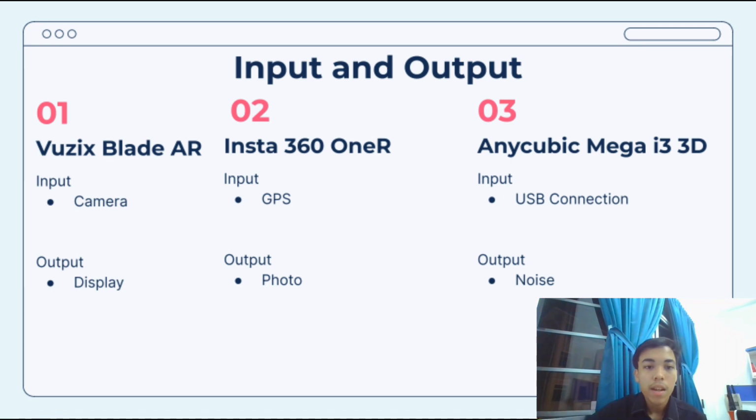And the third device is the Anycubic Mega i3 3D. The input is the USB connection. The Anycubic Mega i3 3D printer can also be linked to a PC through USB, permitting customers to manipulate the printer. And the output is the noise. So the Anycubic Mega i3 3D printer produces a noise level of around 50 dB, which is incredibly quiet for a 3D printer. That's it for me.